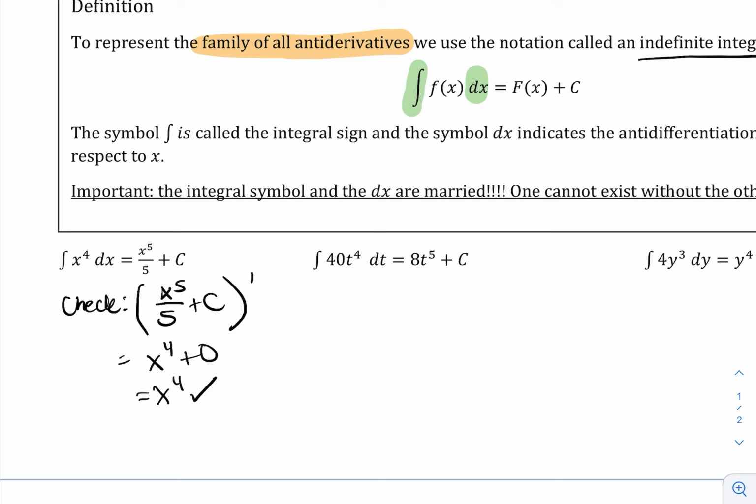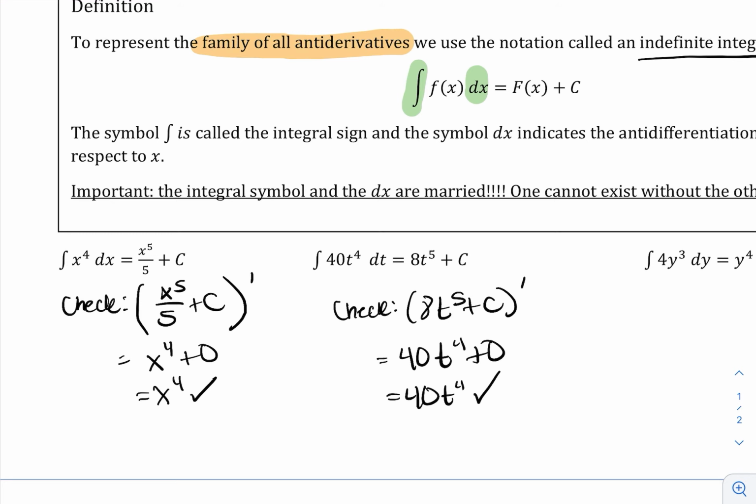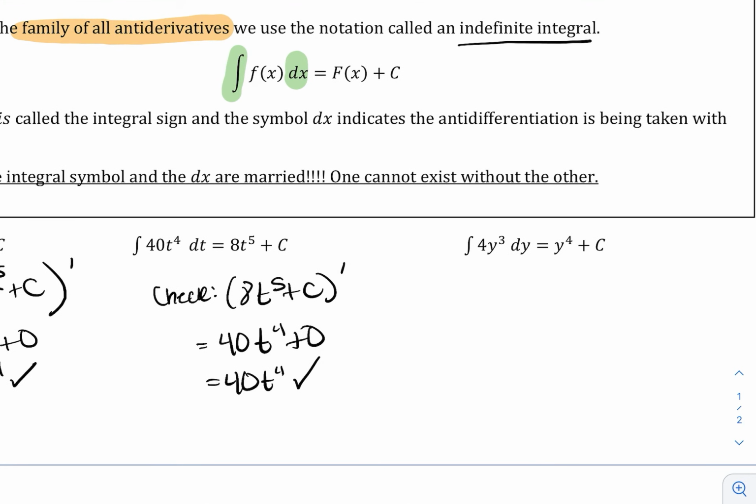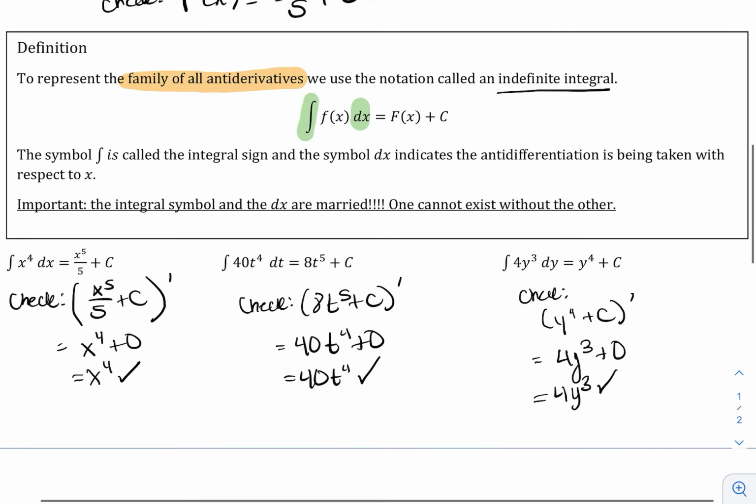Now the next one, the integral of 40t to the 4th dt is equal to 8t to the 5th plus c. We can check. The derivative of 8t to the 5th plus c is equal to 40t to the 4th plus 0, which is 40t to the 4th. Check. And the last one, the integral of 4y cubed dy is equal to y to the 4th plus c. Again, we can check. The derivative of y to the 4th plus c is 4y cubed plus 0, which is 4y cubed. Check. So the integral symbol tells you you're going to find the antiderivative. Like I said, I'm going to show you those techniques in the next video.